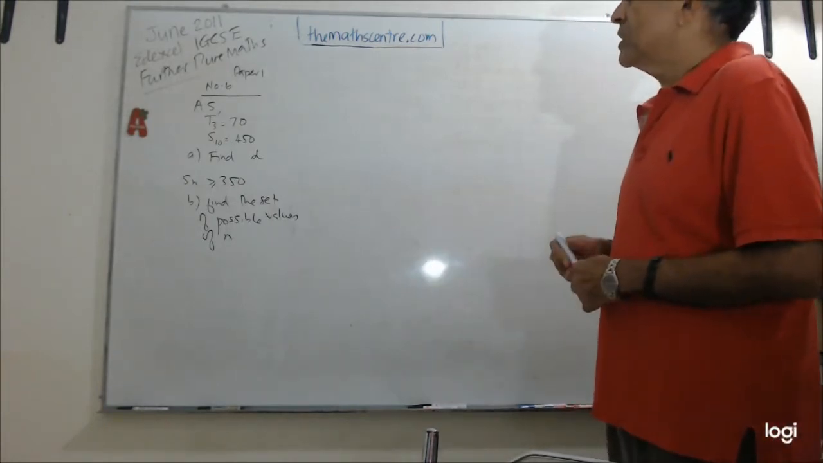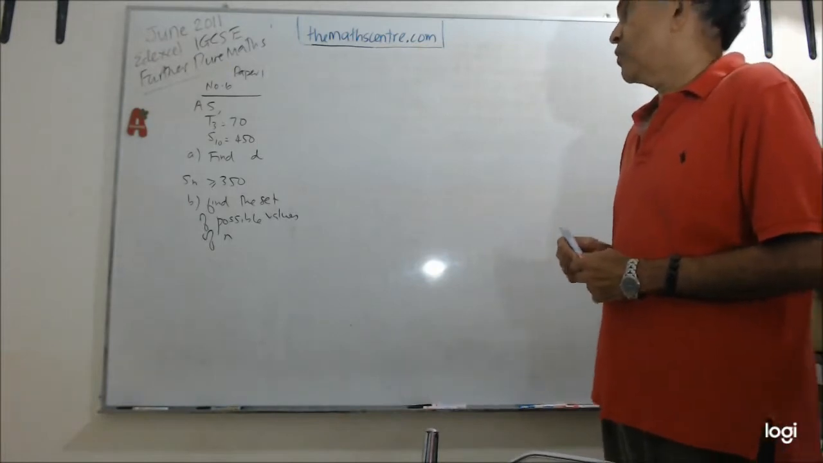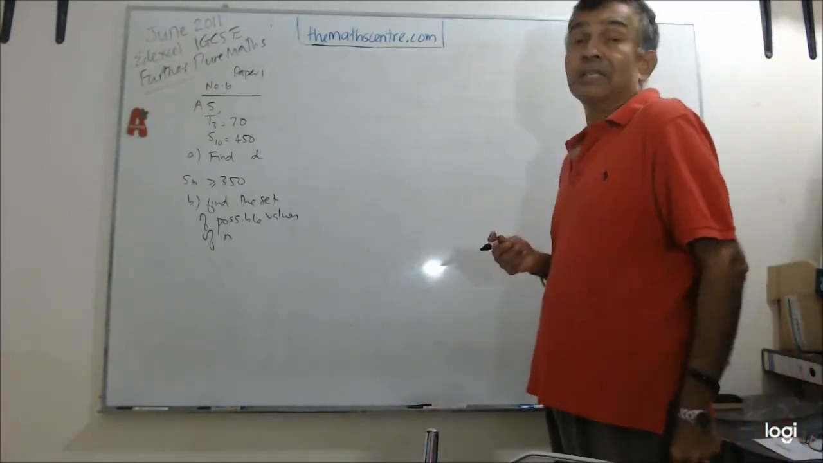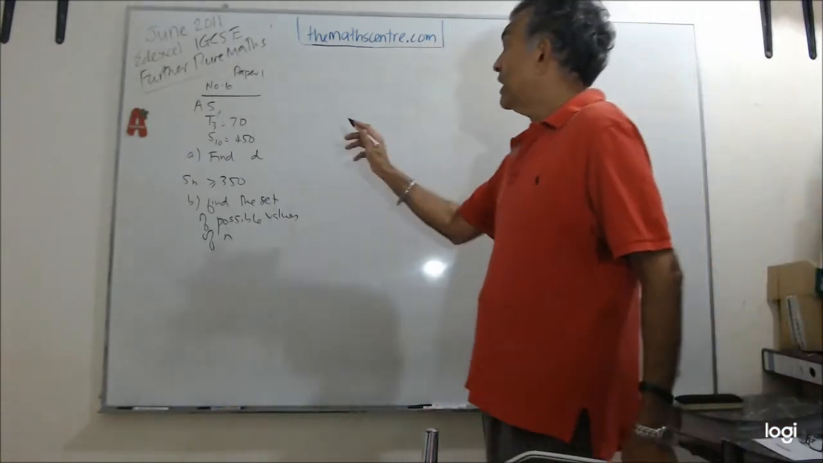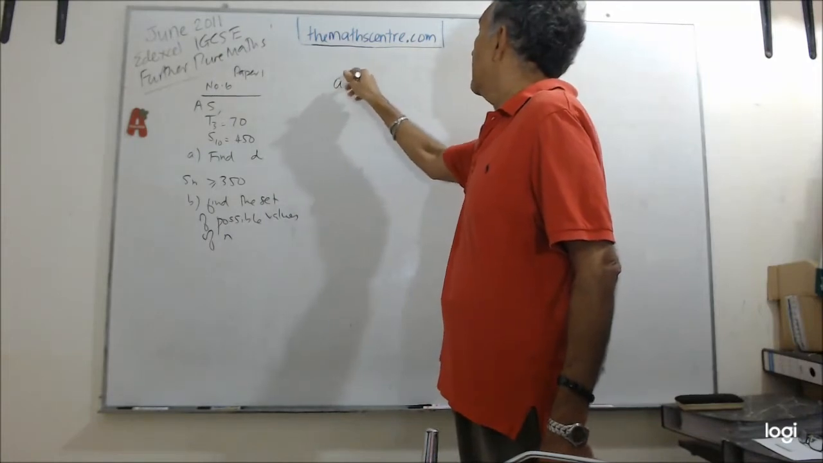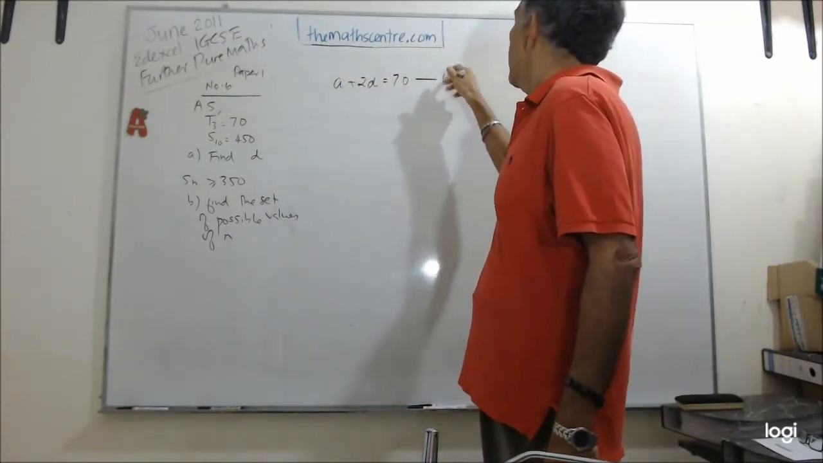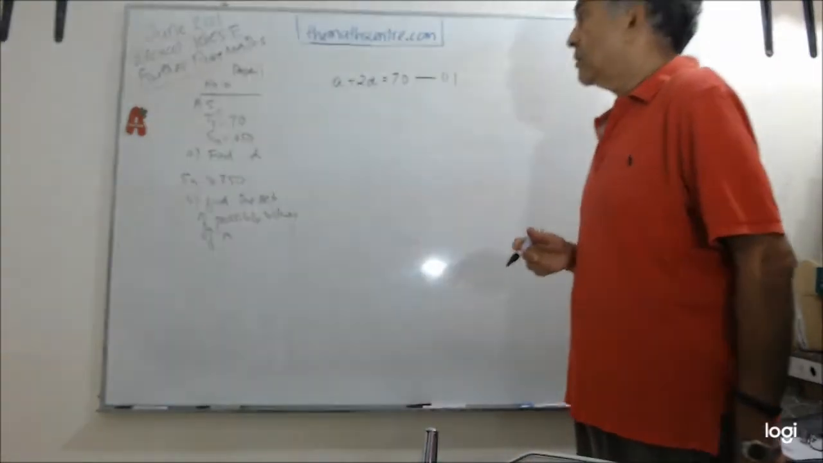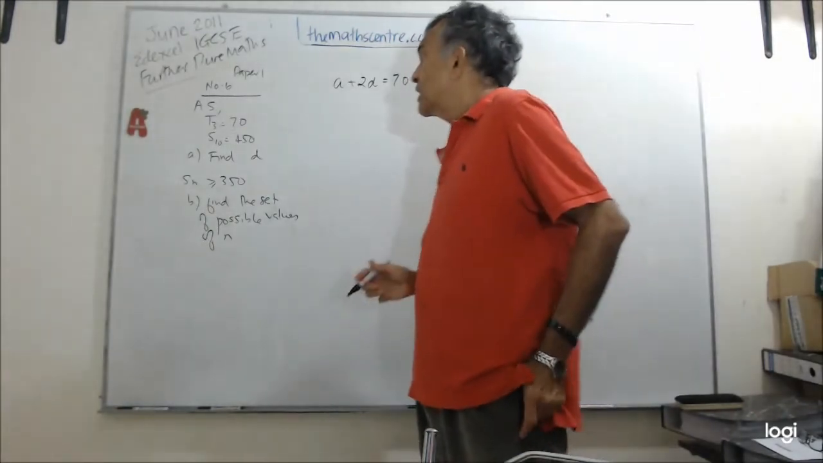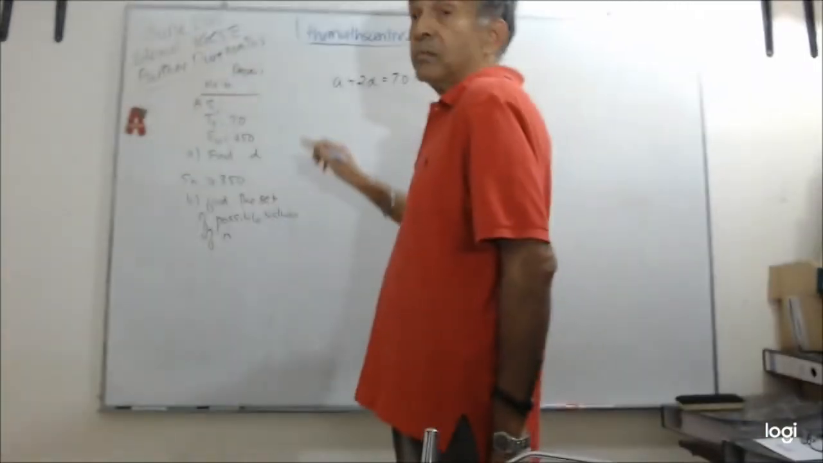Let's look at this question. This question deals with the arithmetic series. They give you an arithmetic series, and they tell you that the third term is 70. So let's write an equation for that: a plus 2d is 70. Equation number 1. The third term is 70, and they tell me the sum to n terms is 450. So let's write that. Sum to n terms.